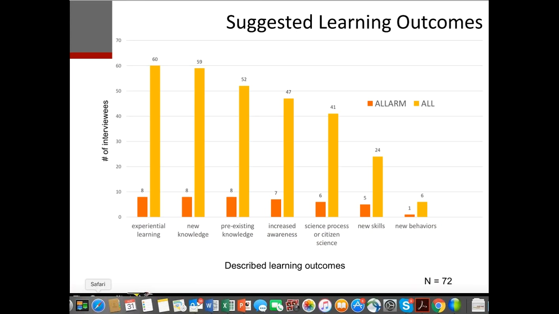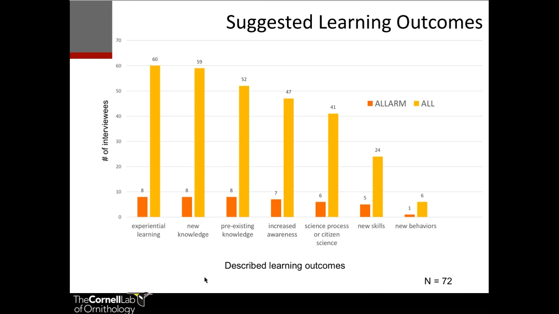Some of the suggested learning outcomes, so we asked people, what are you learning? How are you learning? This was sort of consistent across all the projects. People are learning through the experience. This came through really, really strongly across everyone that we spoke to. They are learning a lot of new information. A lot of people came in with a ton of pre-existing knowledge. A lot of people spoke about this idea of increased awareness of the ecosystems around them, and then also learning about science process and citizen science.